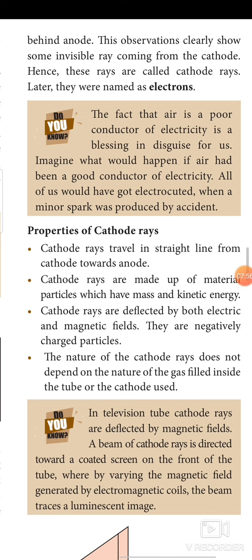So in a television tube, cathode rays are deflected by a magnetic field. A beam of cathode rays is directed towards a coated screen on the front of the tube, whereby, by varying the magnetic field generated by the electromagnetic coils, the beam traces a luminescent image.